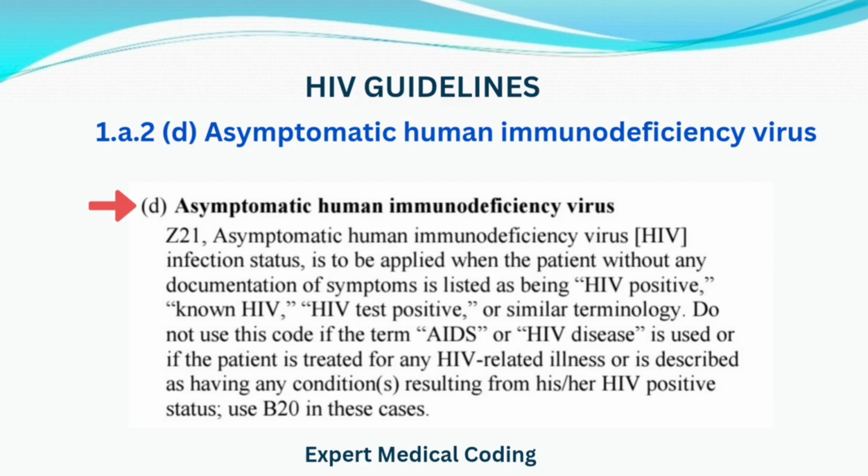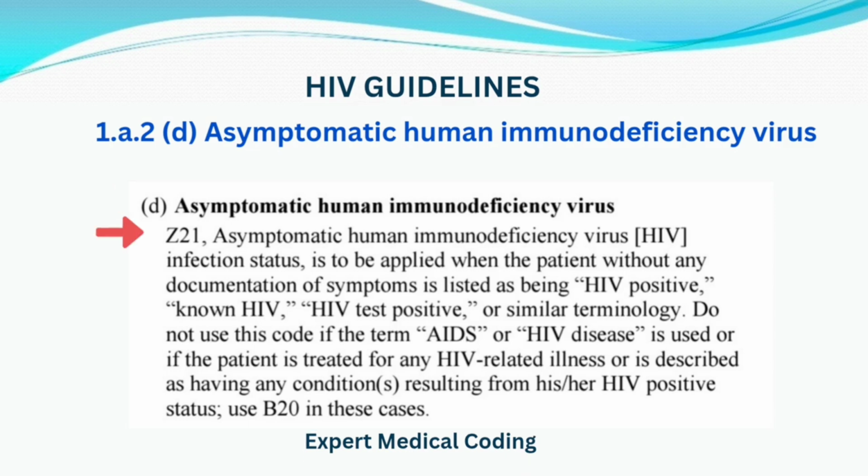So okay friends, let's move on to the next HIV guideline. This one is about coding for asymptomatic HIV infection. Let me read the guideline first. Z21, asymptomatic HIV infection status, is to be applied when the patient without any documentation of symptoms is listed as being HIV positive, known HIV, HIV test positive or similar terminology. Do not use this code if the term AIDS or HIV disease is used, or if the patient is treated for any HIV related illness or is described as having any conditions resulting from his or her HIV positive status. In those cases, B20 should be coded.